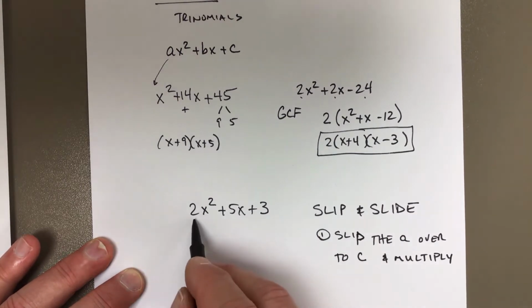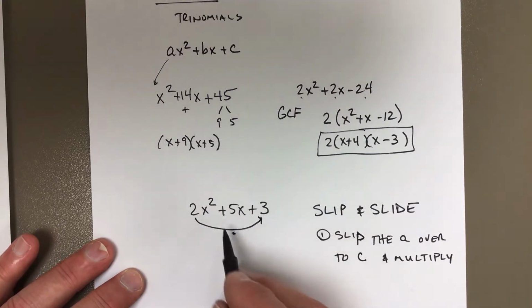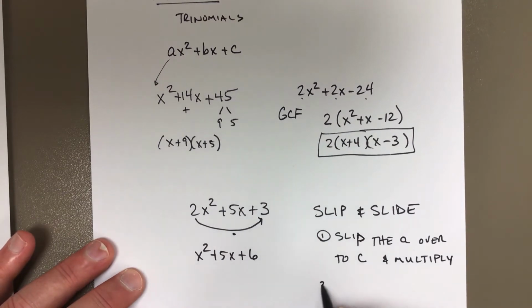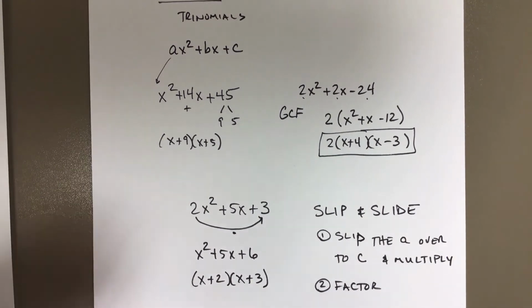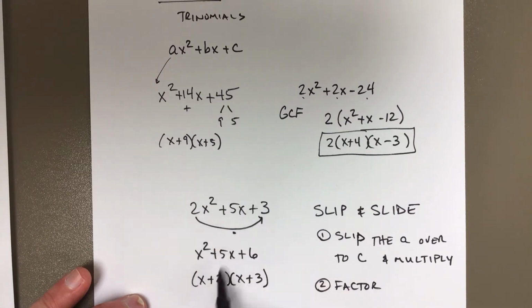So you're going to take this 2 and slip it over here and multiply. I always draw my arrow over here with the little dot for multiplication. That gives me x squared plus 5x plus 6. Then number 2, we're going to factor. Just factor like we did up here. Two numbers that multiply to give me 6 that add up to 5 are x plus 2 and x plus 3. So far it seems pretty basic. You multiply the A times the C, and then you factor.